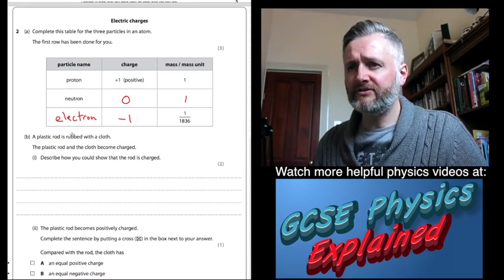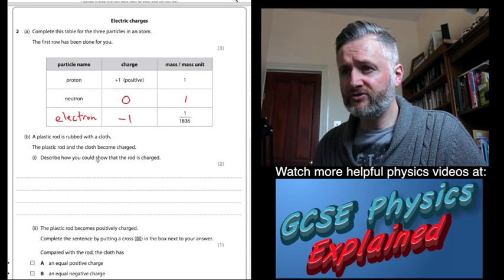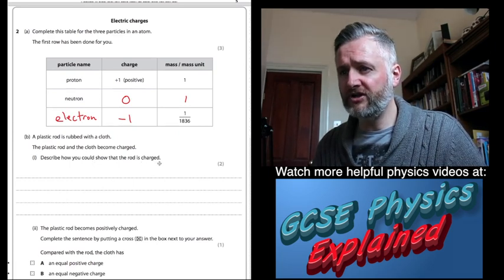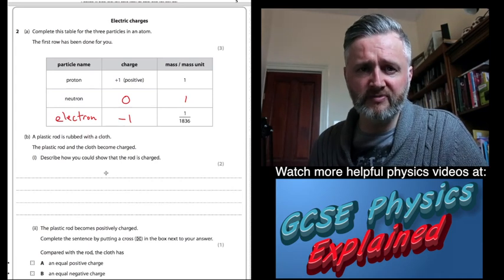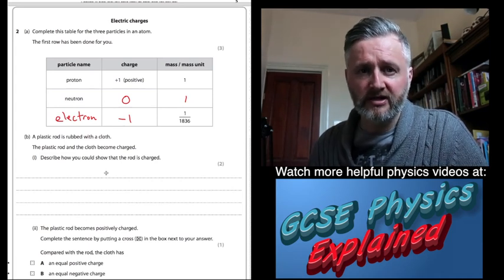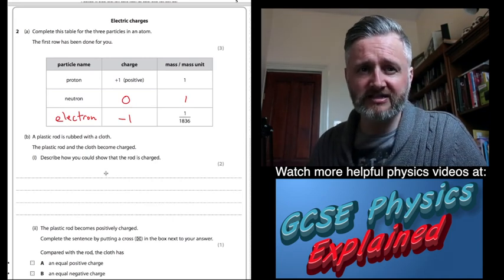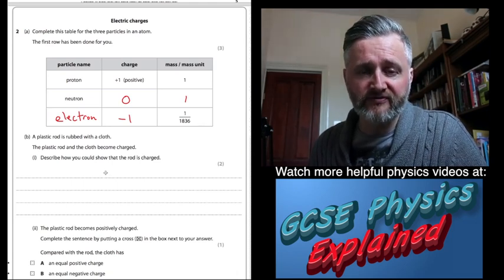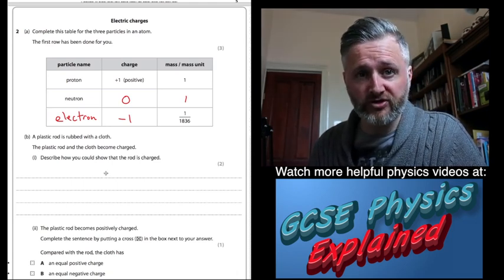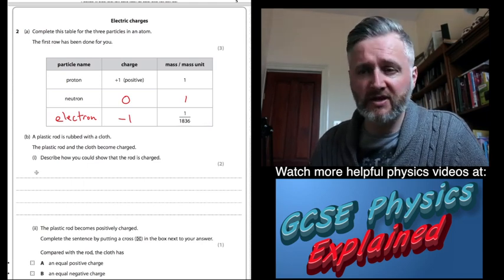B. A plastic rod is rubbed with a cloth. The plastic rod and the cloth become charged. Describe how you could show that the rod is charged. So the easiest thing is to put the rod next to some little pieces of paper and it'll pick them up. You could also put the rod next to your hair and your hair will start to stand on end. Or you could put the rod next to some flowing water and the water should attract over towards the rod. But I like the thing with the paper.